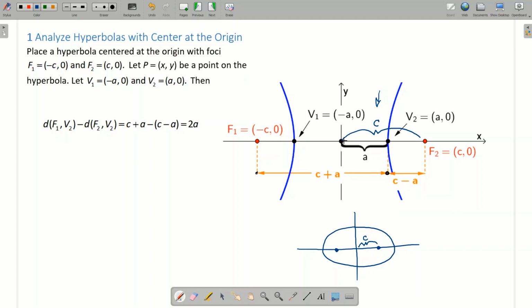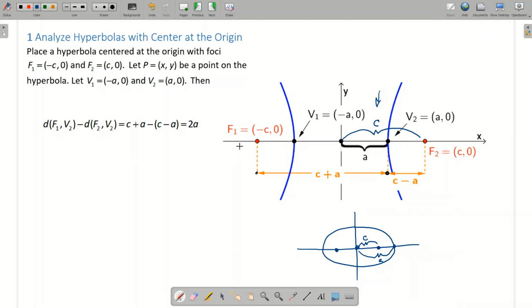We're also going to define the distance to a vertex to be a, which is also consistent with an ellipse. We used a to denote that distance from the center to the vertex. So those 2 pieces match. What's different is that with an ellipse, the value of c is always less than the value of a. Whereas with a hyperbola, the value of c is always bigger than the value of a. So they switch sizes here.